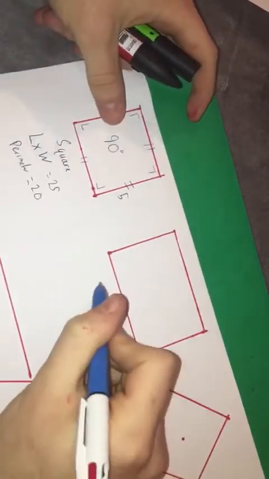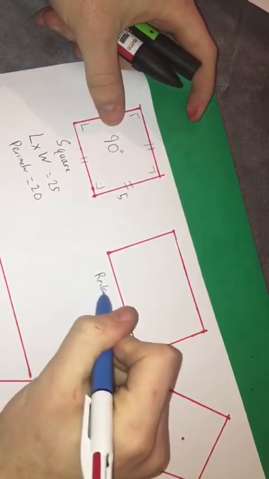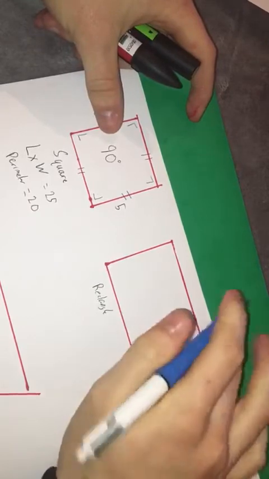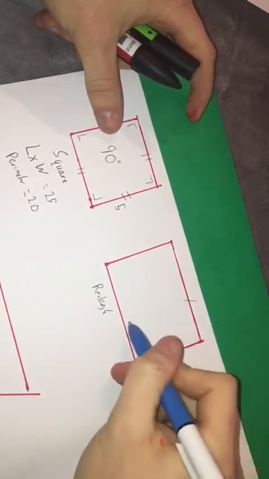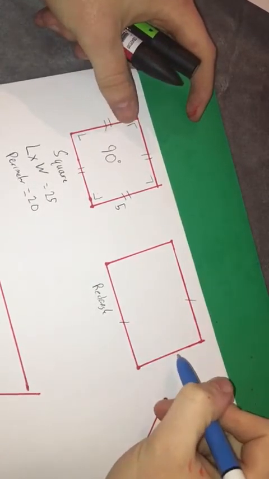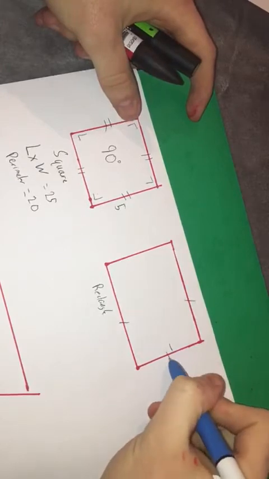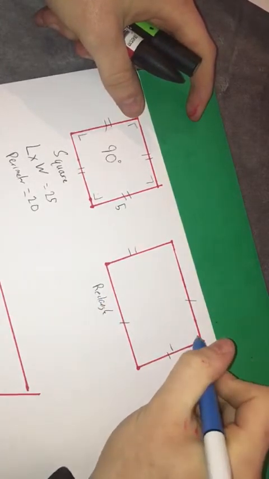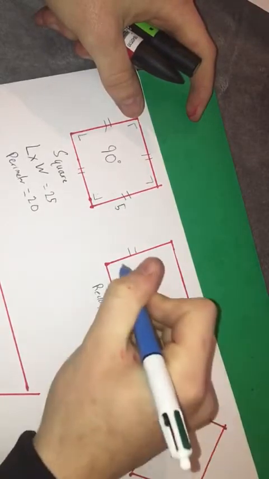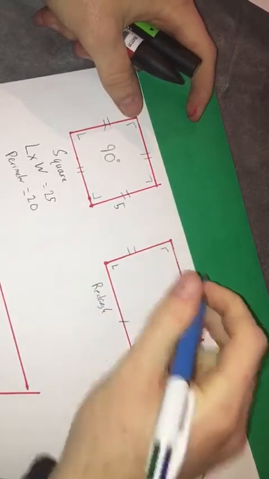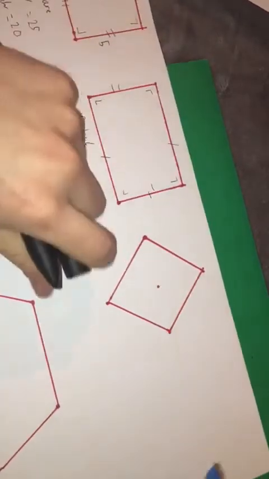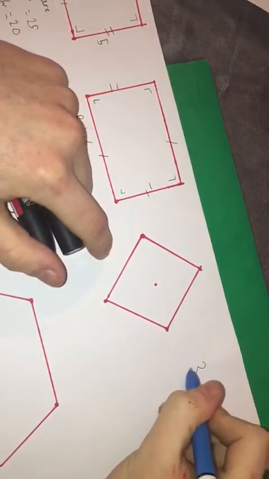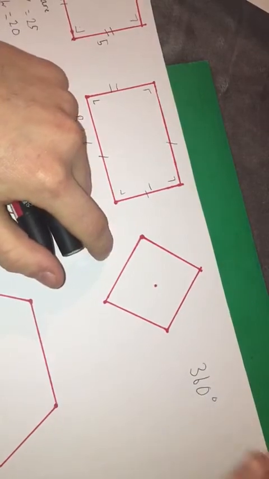Next up, we have the rectangle. In the rectangle, you have 2 different sets of equal sides. So this side here is equal to this side here, and then the short side here is equal to the other short side here. In the rectangle as well, the internal angles are all 90 degrees. It's also important to know that in quadrilaterals, the internal angles all add up to 360 degrees.